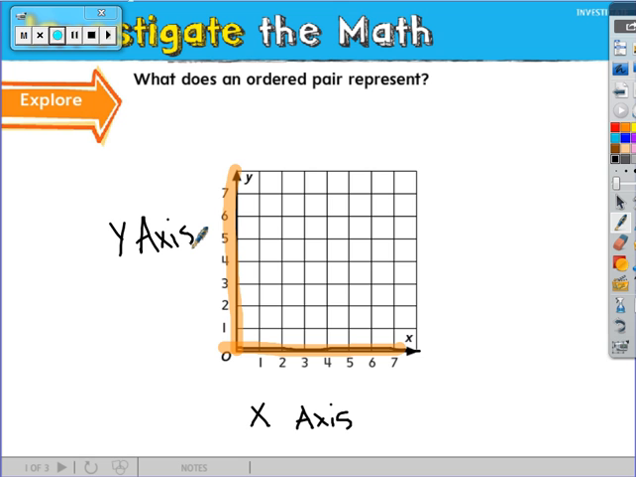Now, the way ordered pairs are written, there's parentheses, and then there's 2 numbers. These numbers represent points on the X and Y axis. The point that they represent on the coordinate grid is where the points on the X and Y axis intersect. Okay?